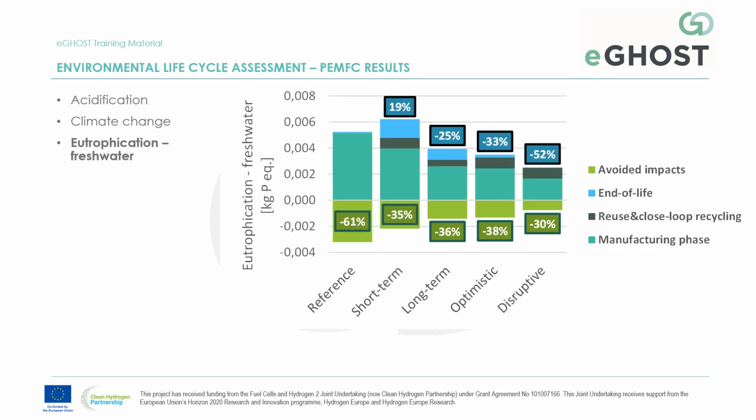The only indicator that is a bit different is the freshwater eutrophication. As you can see, we have an increase here of 19% in the short term. Then in the long term, again, we have the decrease. So here we have a reduction, which is nice, which is good.